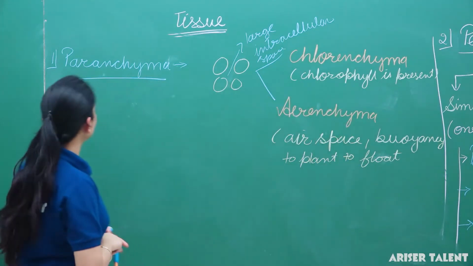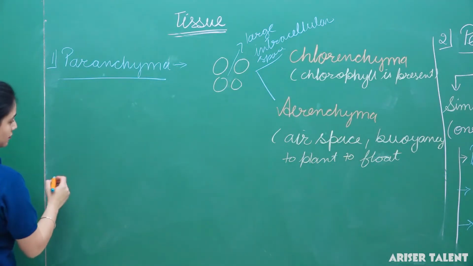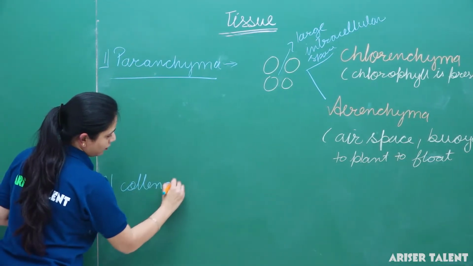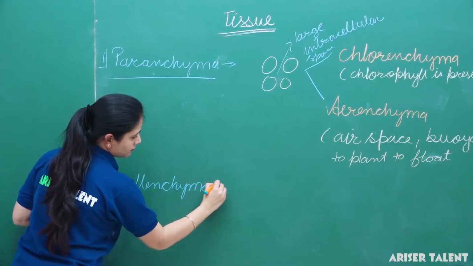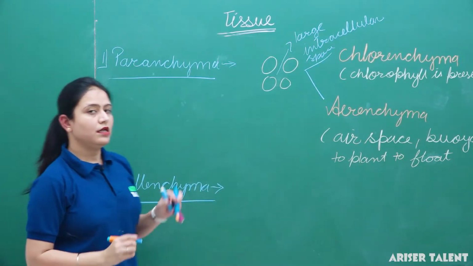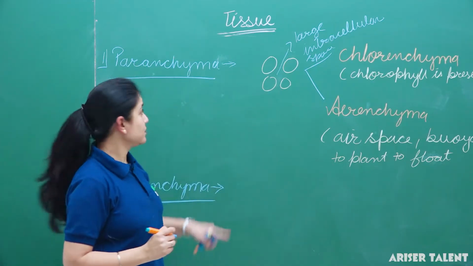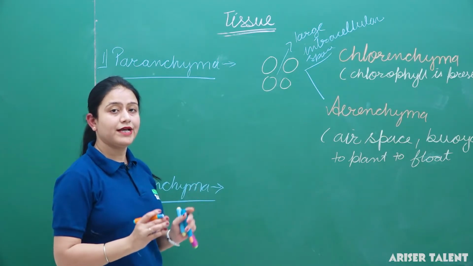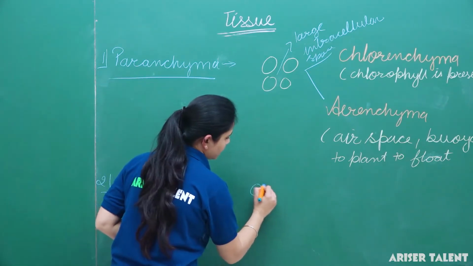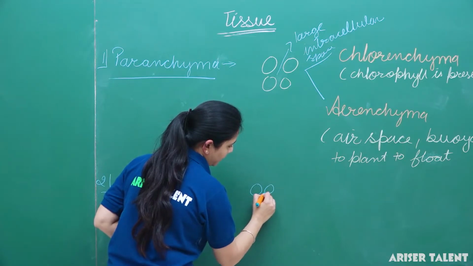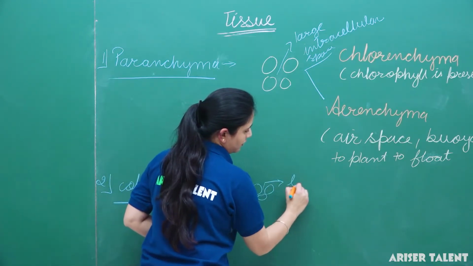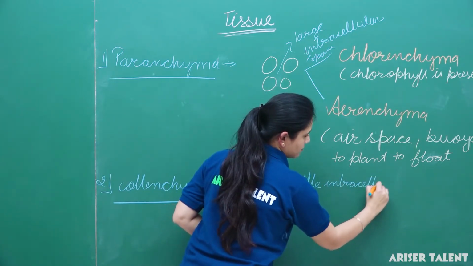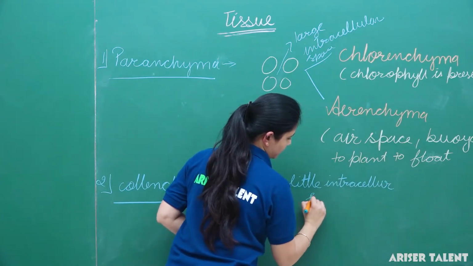Now next is Collenchyma. Number 2 is Collenchyma. It has little intracellular space. In Parenchyma it has large intracellular space, but in Collenchyma it has little intracellular space.